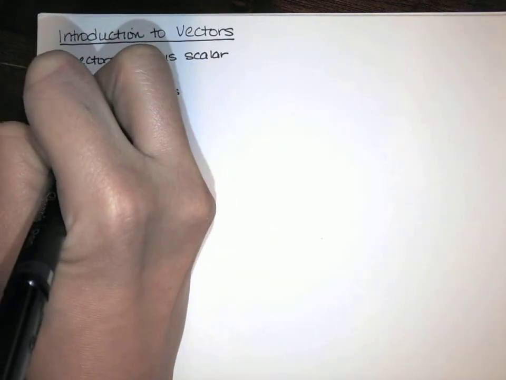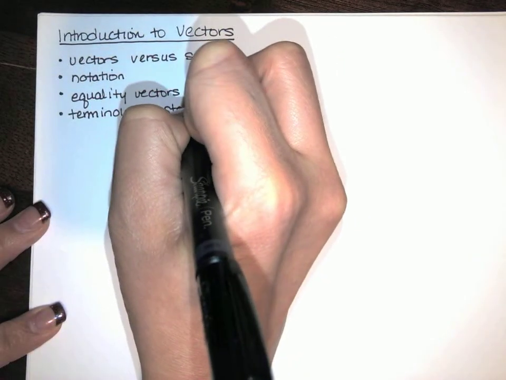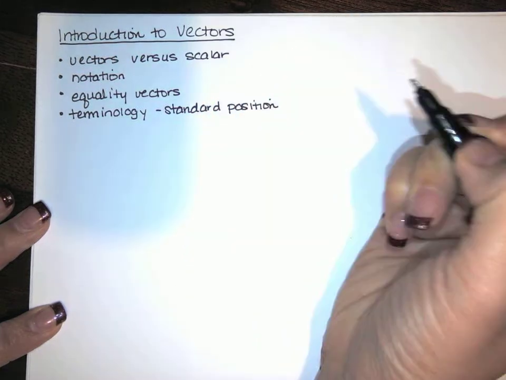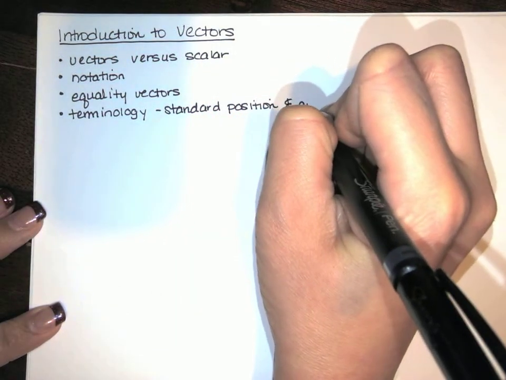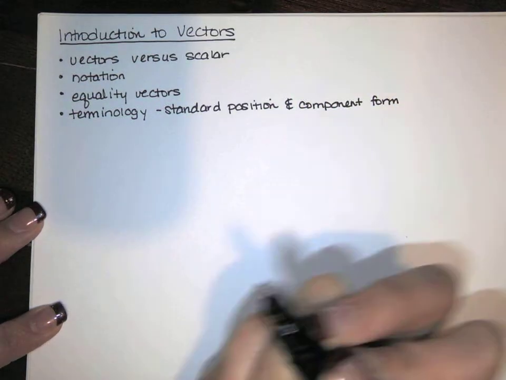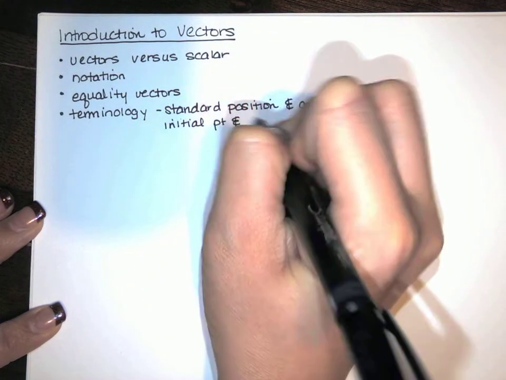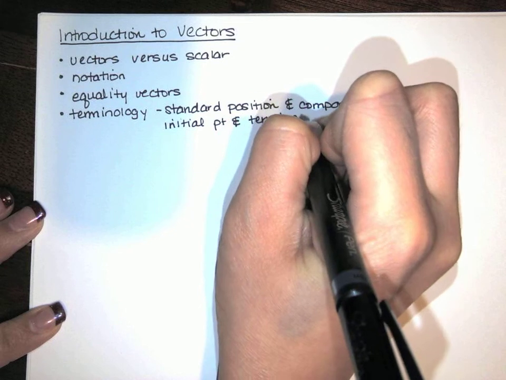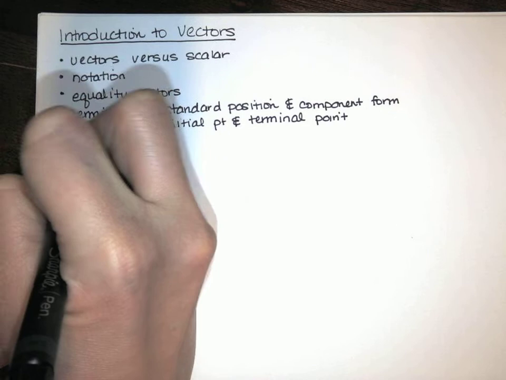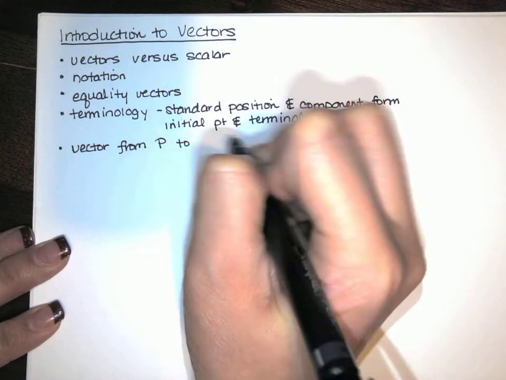Some terminology, including standard, position, and component form. Also initial point and terminal point. And then we're also going to come up with a formula for a vector from a point P to a point Q.